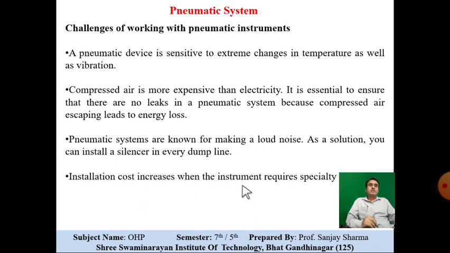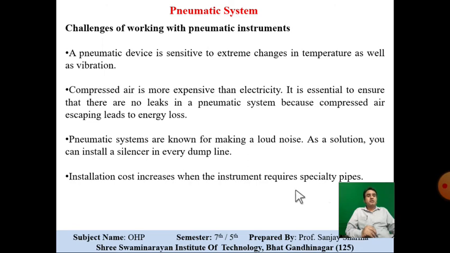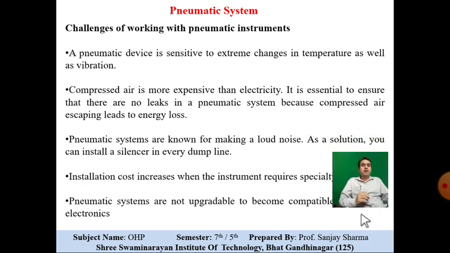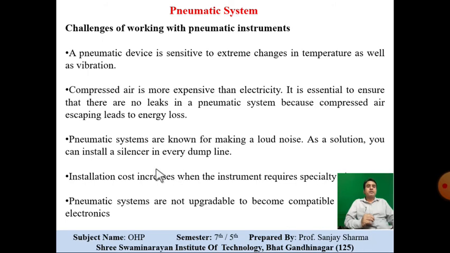Installation cost increases when the instrument requires special pipes. So this is again one of the disadvantages or challenges. Quality pipes are to be used for the operation. Pneumatic systems are not upgradable to become compatible with smart electronics. So they are not upgraded with smart electronics. In that case, we have to replace the entire system if we need to go for the upgradation.